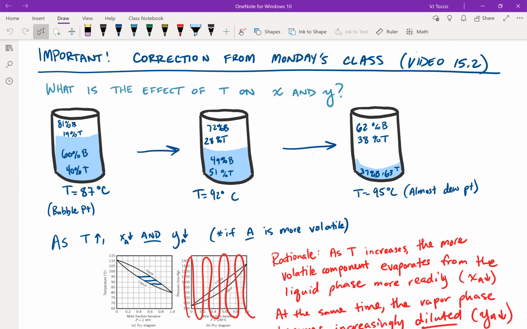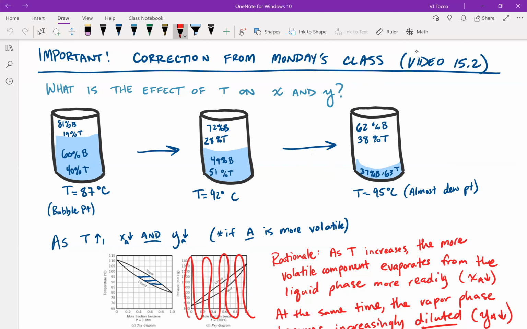So on Monday's class, I had a little sentence that says, as temperature goes up, what happens to the mole fractions in the vapor and the liquid phases? And I incorrectly said on Monday that as temperature increases in general, XA and YA will also increase. This is why it's incorrect. So this is what I was trying to say during our synchronous session on Wednesday, but hopefully these diagrams help clear it up a little bit.